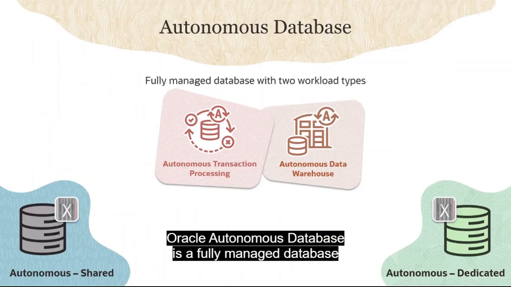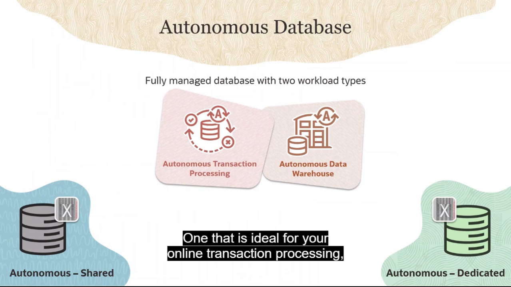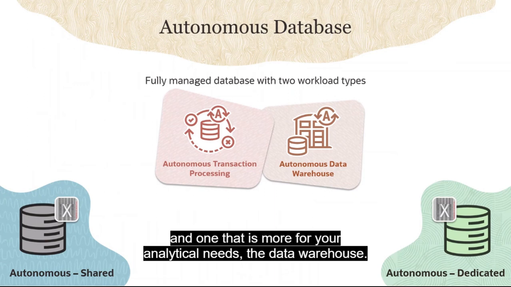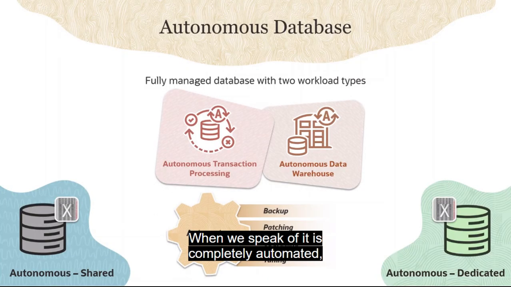Oracle Autonomous Database is a fully managed database that is completely automated. It has two types of workload, one that is ideal for your online transaction processing and one that is more for your analytical needs, the data warehouse. When we speak of it is completely automated, we are talking about everything.